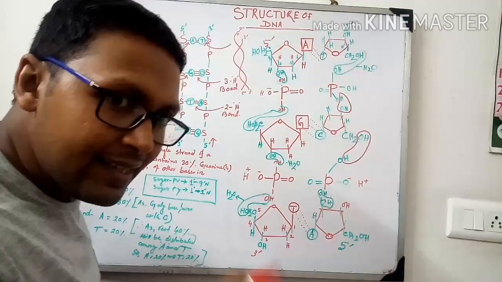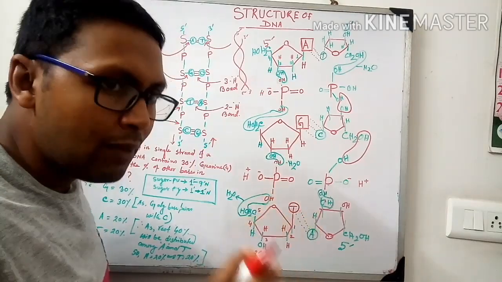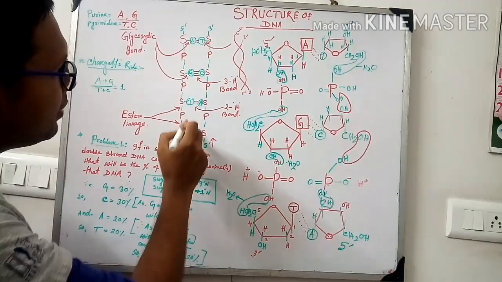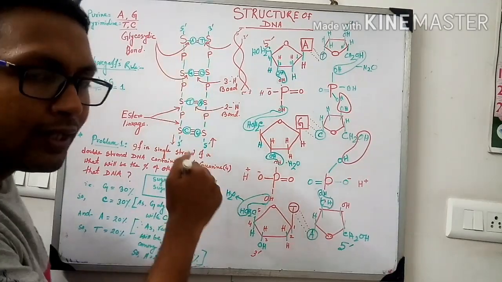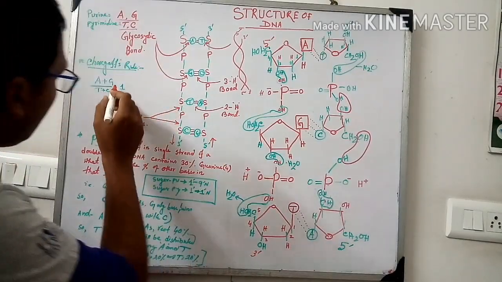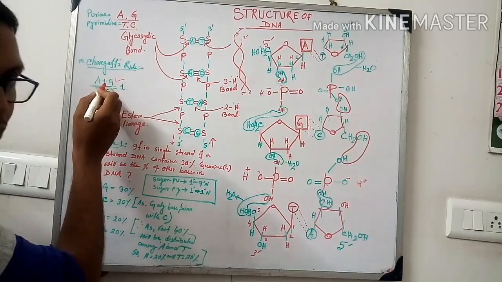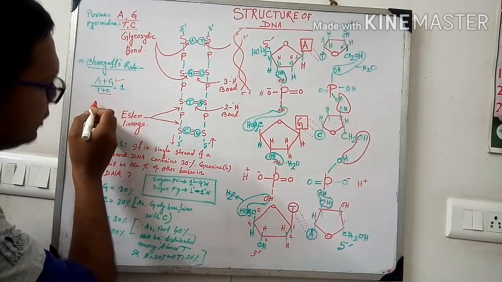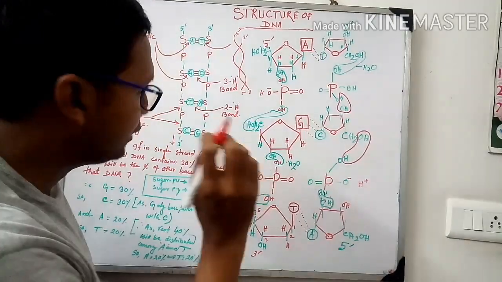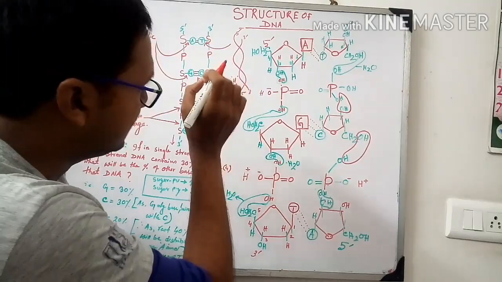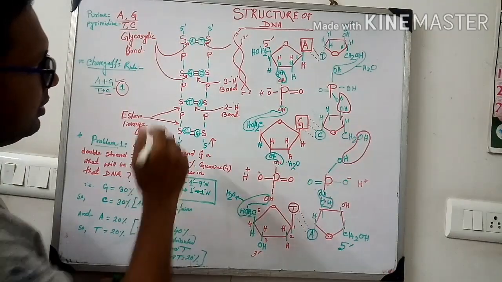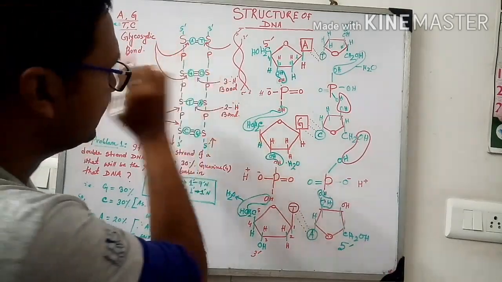Now, in a DNA, according to Chargaff's rule, what are the numbers of adenine, guanine, thymine and cytosine? According to Chargaff's rule, the total amount of purine bases, adenine and guanine, divided by the total amount of pyrimidine bases will always be 1. That is, the number of purine bases present in DNA will be equal to the number of pyrimidine bases. Now we'll see what the structure is.